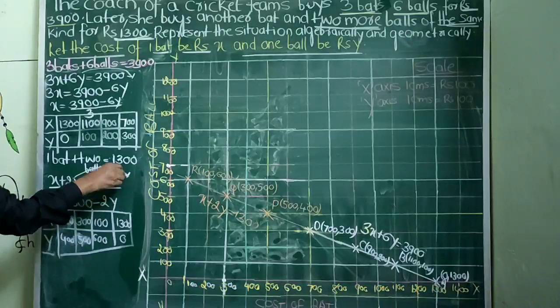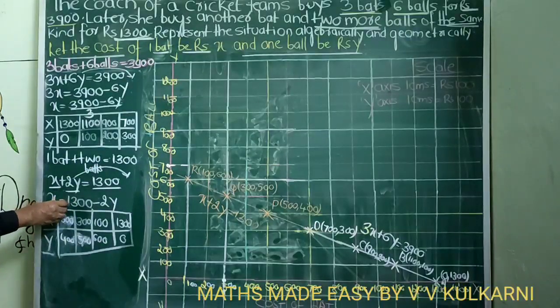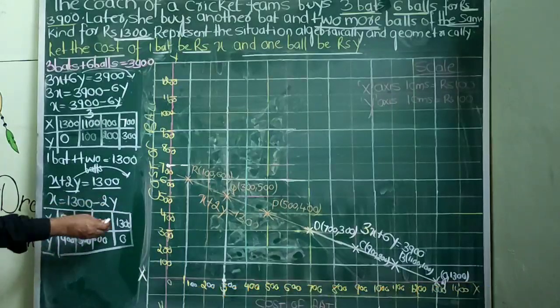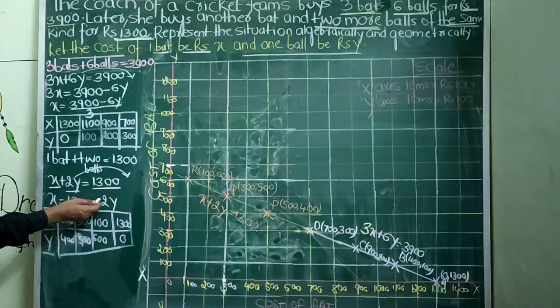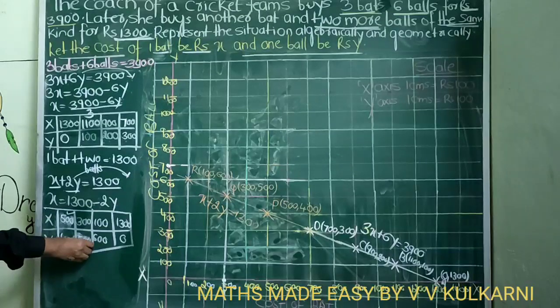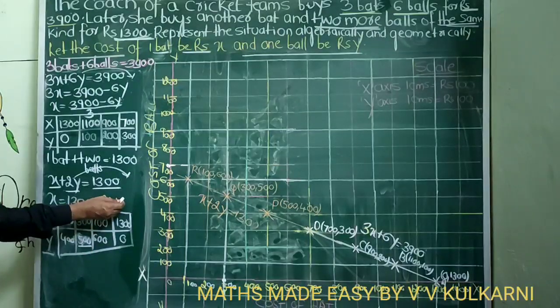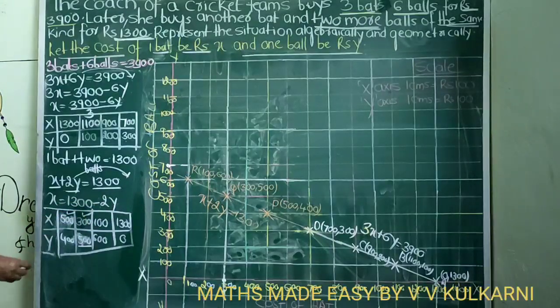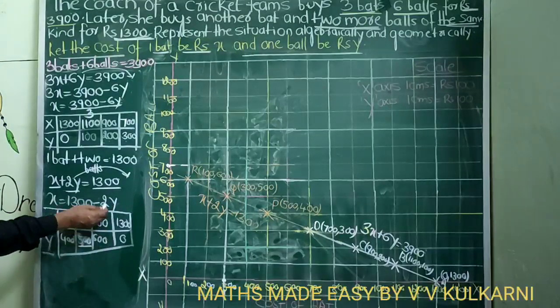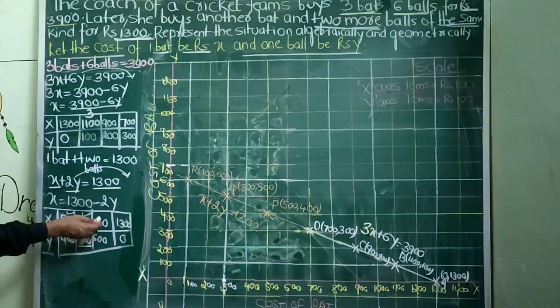Again I'll transpose this 2Y to the right hand side. It will become X is equal to 1300 minus 2Y. Now I'll keep on putting some values for Y. Suppose if I put Y as 400, so 2 into 400 is 800. 1300 minus 800 is 500. Suppose if I put Y as 500, then 2 into 500 is 1000. So 1300 minus 1000 is 300. Suppose if I put Y as 600, then 2 into 600 is 1200. 1300 minus 1200 is 100.